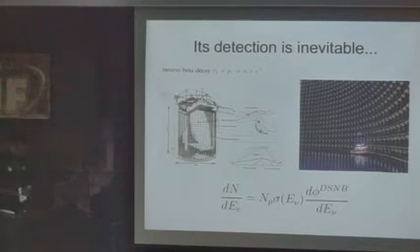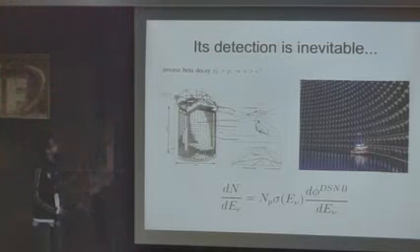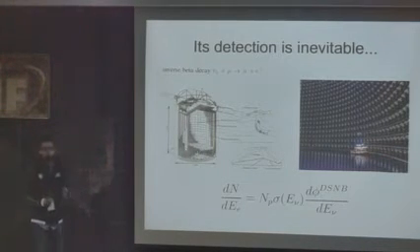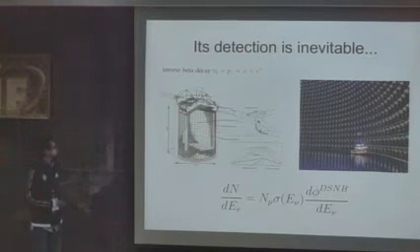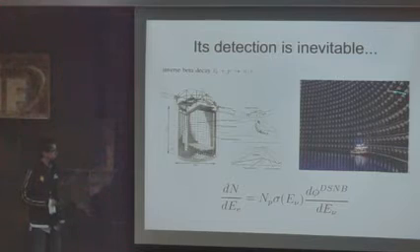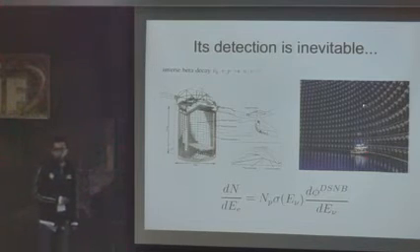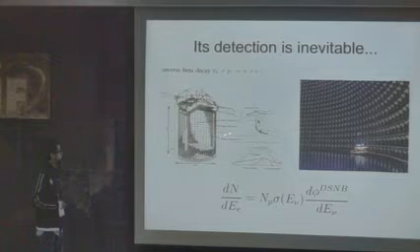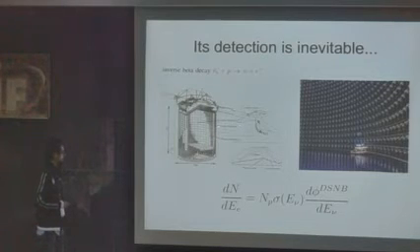The good news about this flux is that its detection will be inevitable. So in the near future, megaton detectors like Super Kamiokande, or probably Hyper Kamiokande, or another kind of bigger detector, will detect the diffuse supernova neutrino soon.